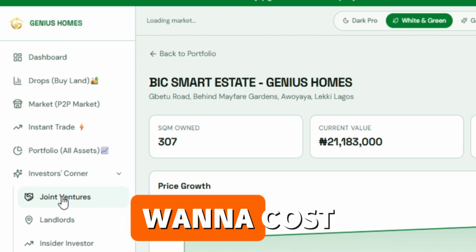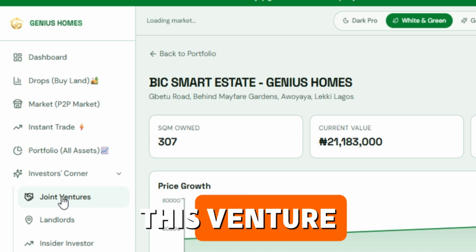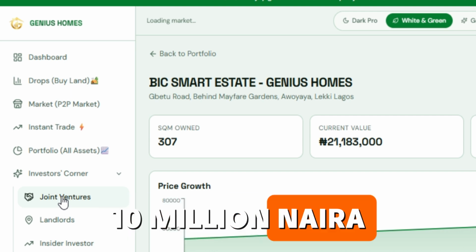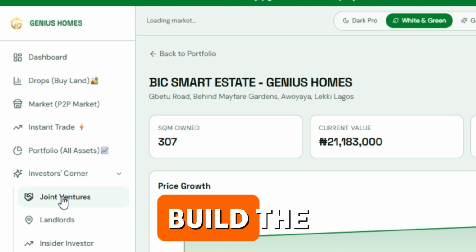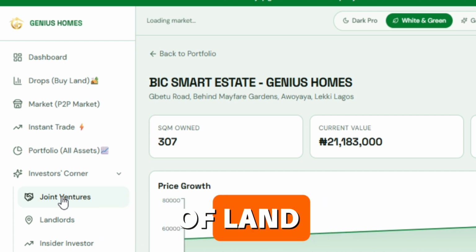So the 3 units of bungalows will cost them about 100 million naira, and there are 10 people going to be part of this venture. The 10 people come in and drop 10 million naira each, and then they are able to build the bungalows. But now, 10 million naira comes with both the cost of land and the rest.